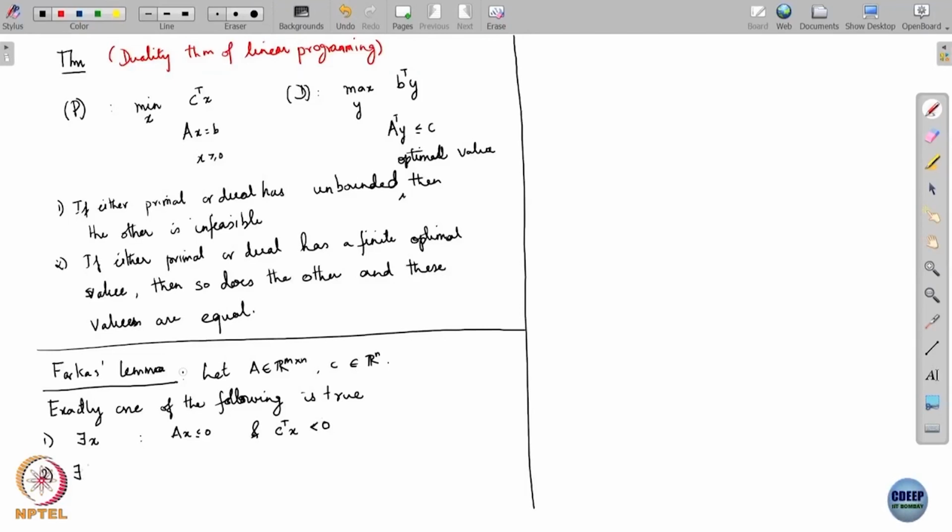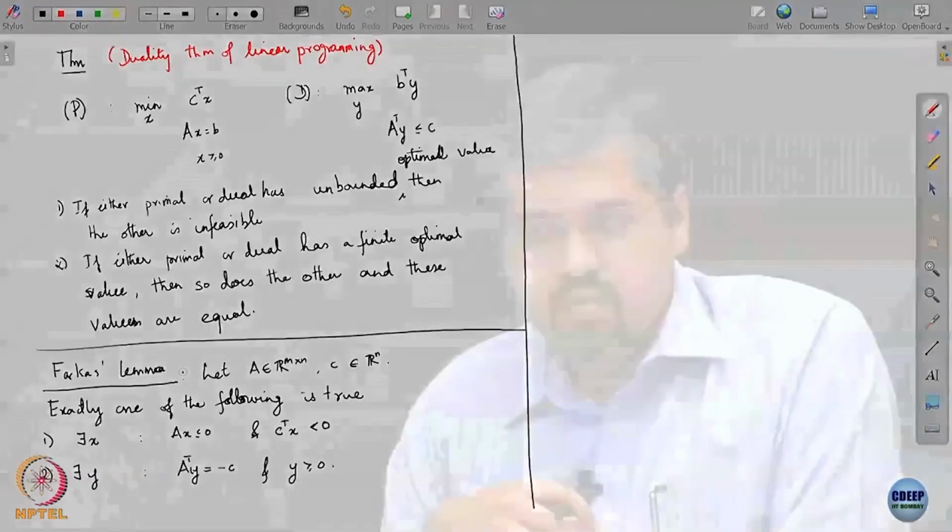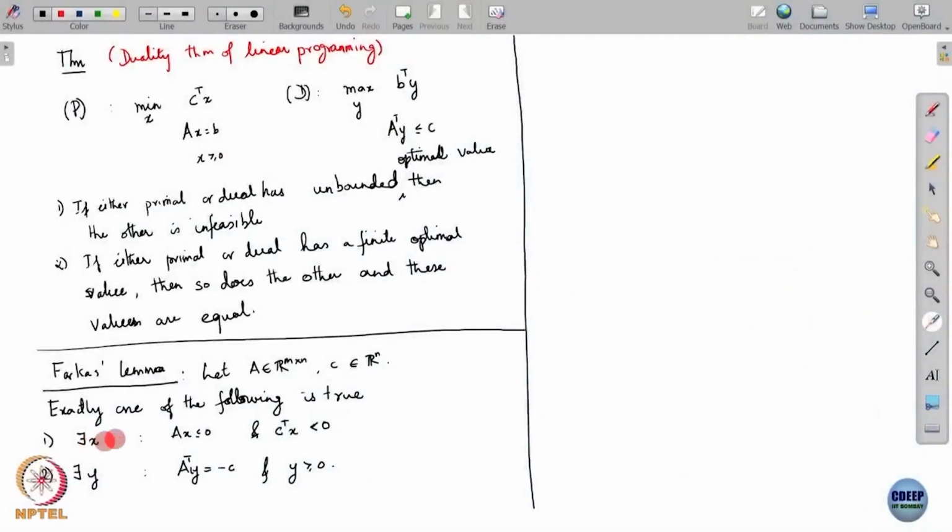Two, the other statement is that there exists a y such that A transpose y equals minus C and y is greater than equal to 0. That's the statement of Farkas lemma. So, either the first system has a solution, which asks for an x, an n length vector, such that A x is less than equal to 0 and C transpose x is strictly less than 0, or you can have A transpose y equals minus C and y greater than equal to 0. So none of the other cases are possible, which means it is not possible that both are true, and it is not possible that neither is true. The only case possible is that exactly one of these is true.